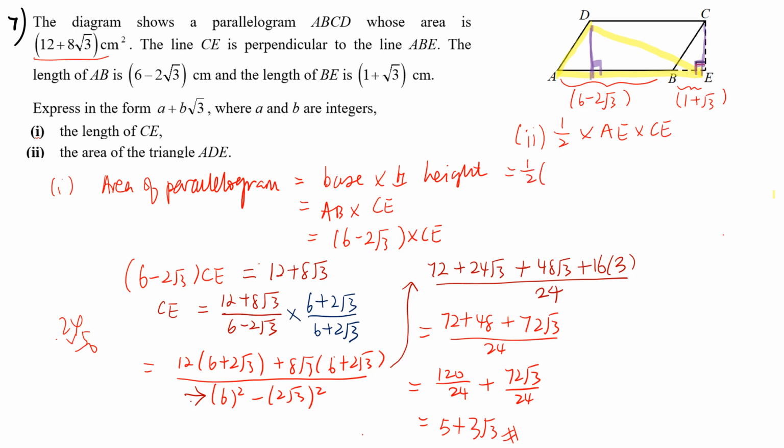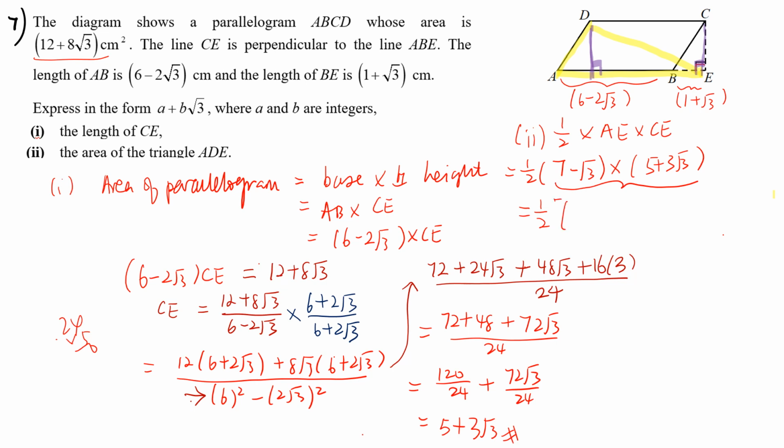Alright, so the base is AE, meaning you take AB plus BE. So you take 6 minus 2 square root 3 plus 1 plus square root 3. So that will give you 7 minus square root 3. Then multiply with CE, which you found earlier on to be 5 plus 3 square root 3. Okay. Right. So what I'm going to do, I'm going to leave half alone and work this out first.